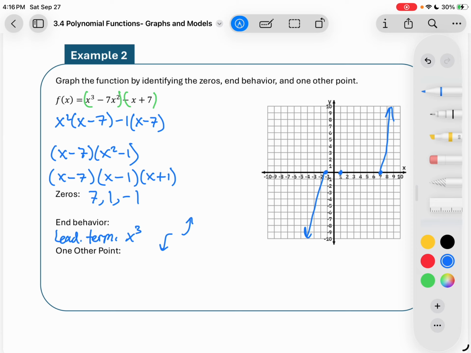So we need one other point. I can plug in 0 for this one because I haven't yet identified what the output is at 0. So that'll be nice. That will make lots of things go away. We'll have 0 cubed minus 7 times 0 squared minus 0 plus 7 gives us an output of 7. So at 0, 7, I can plot that point and then try my best to make this look like something. Looks a little better than the last one, maybe. And that would be a sketch of the key features of that polynomial function.